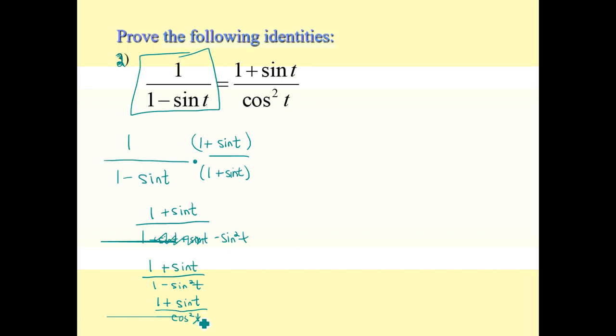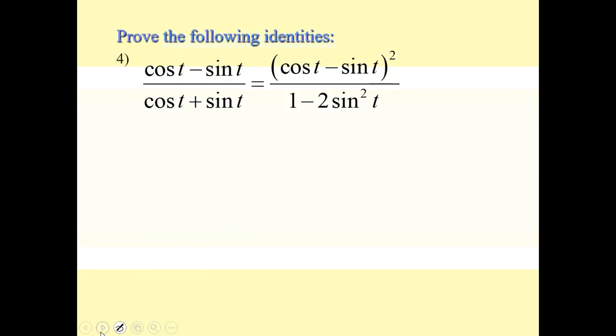Oops, I changed my t to an x. There we go. That's exactly what we wanted, right? I wanted a cosine squared on the bottom. That is what I wanted the top to look like. So I have finished my proof. I have proven that the left side is in fact equivalent to the right side by working one side of the equal sign. Okay? Maybe we'll do one more.